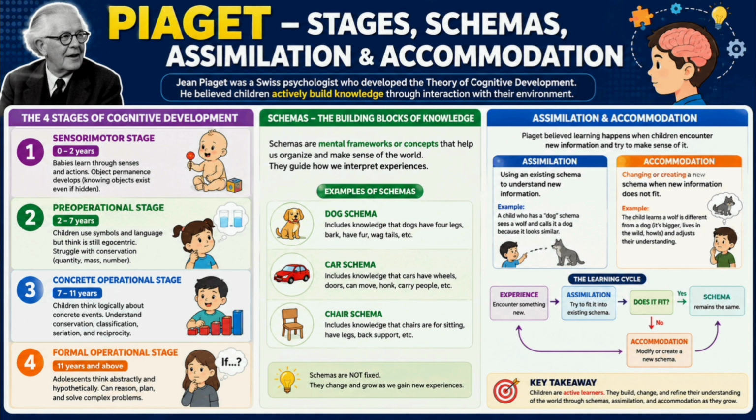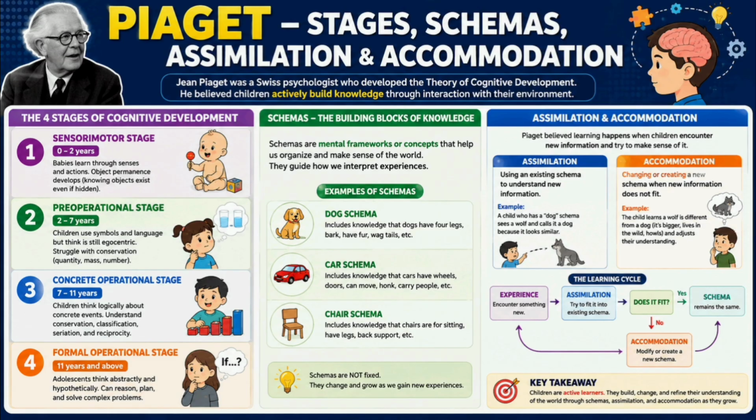Accommodation occurs when an existing schema is modified or a new schema is created to deal with new information that does not fit the existing schemas. Existing schema does not fit, modifying or creating schema is equal to accommodation.